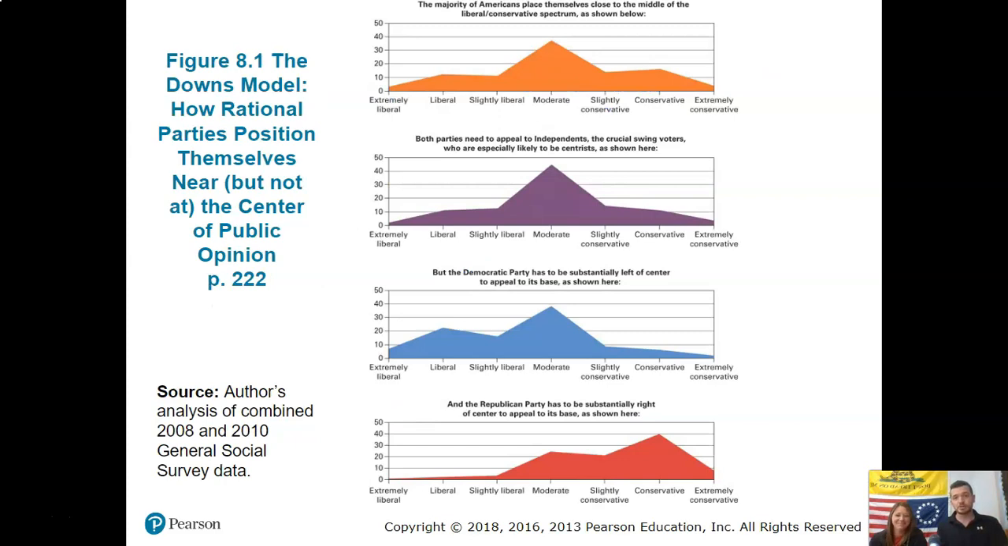So this is what I was just talking about. You can see how the Democratic Party is going to try to appeal to more people who are left of center, and right of center for the Republicans. The independents, this is how independents view themselves. Most independents view themselves as moderate, so they're going to vote accordingly. But again, they're more of a swing vote.